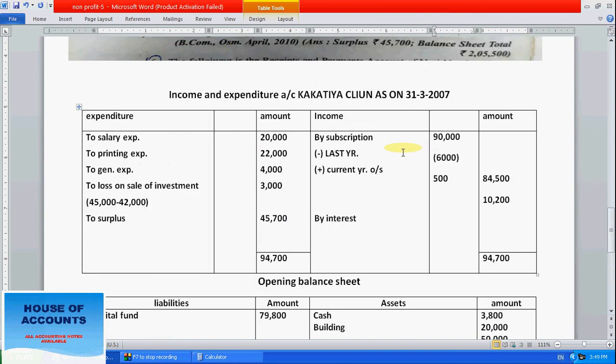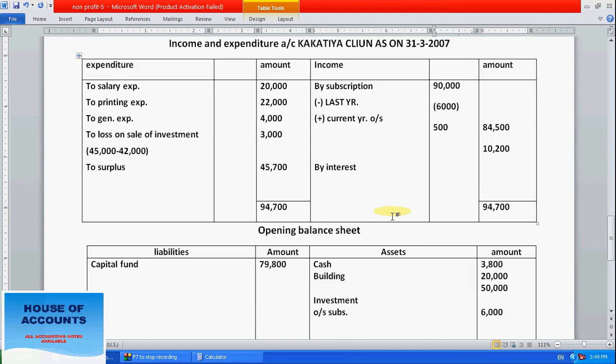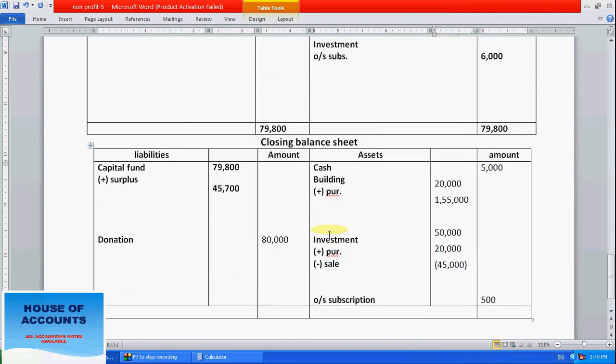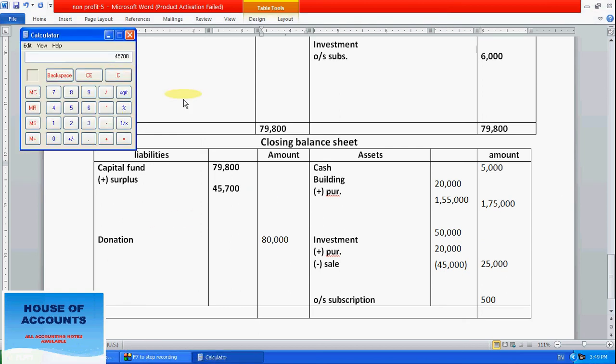Okay, so all the entries are over. So let's calculate this one. In the closing balance sheet, the overall investment is 1,75,000. Okay, and this one, from 50 and 45 remove 5,000. 5,000 plus 25,000. Okay, here add these two: 45,700 plus 79,800. Overall 1,25,500.